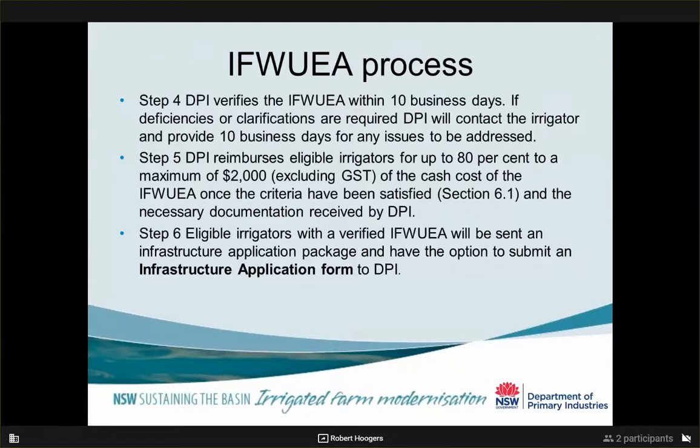Step 5, after the verification of your IFWUEA, there will be reimbursement of up to 80% of the cost of getting a consultant to look at your water losses, up to $2,000, and then eligible irrigators with verified IFWUEAs will be sent their infrastructure application form.